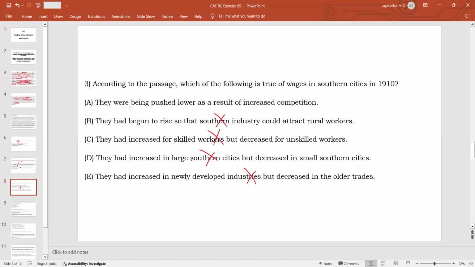So the clear answer is option A. They were being pushed lower as a result of increased competition. See, we are only talking about the southern cities, not all the cities in the USA. Southern cities' wages were getting lower. Northern cities' wages were still high. Why? Because of the lack of European immigrants, because of the World War there. So there must have been demand for jobs, and that is why the wages were high in the northern cities. In the southern cities, this was the situation. So option A will be the answer.